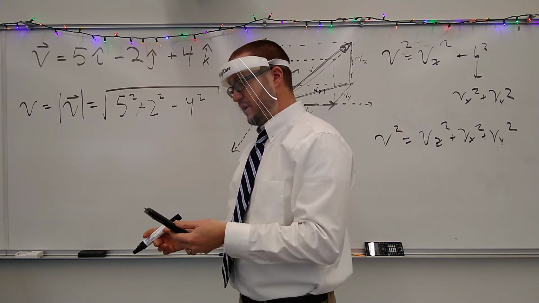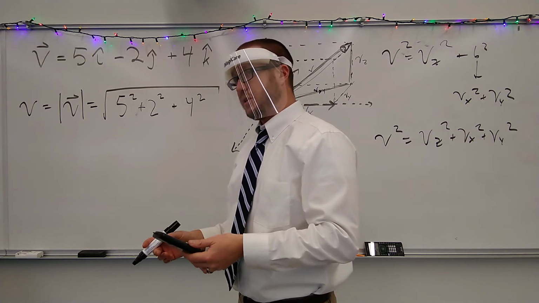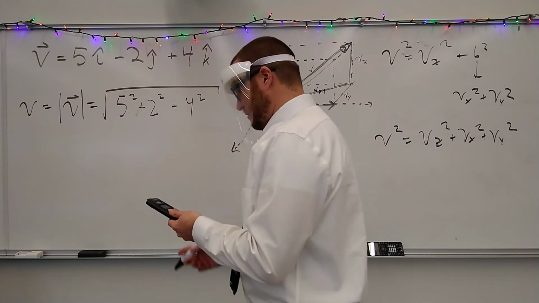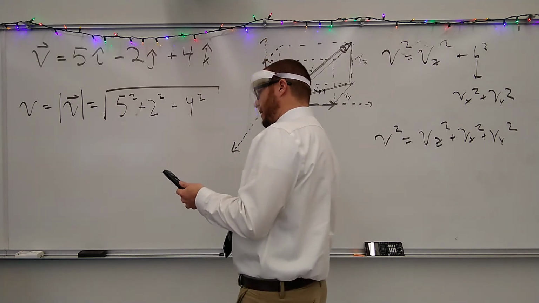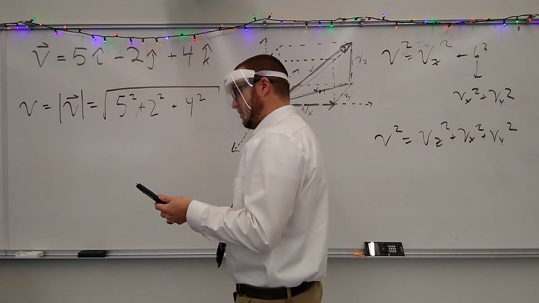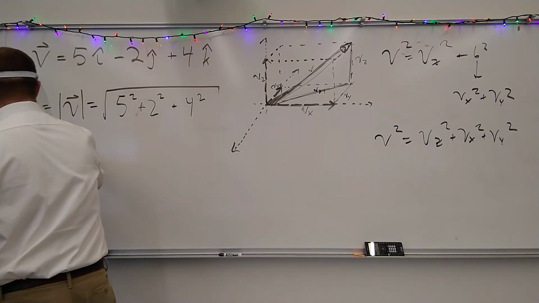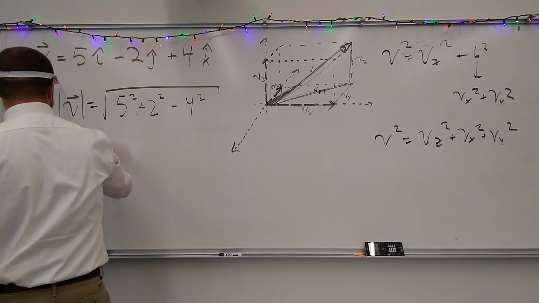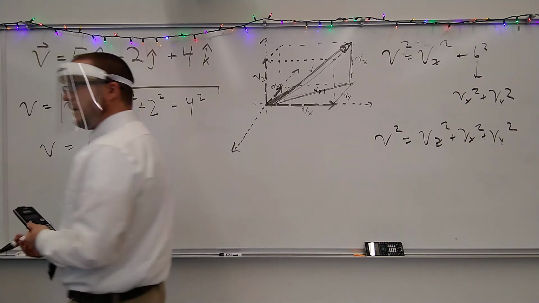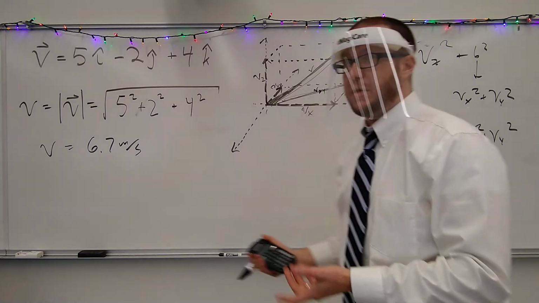I got 6.7. Was that before you took the square root? Probably. 25 plus 16 plus 4, yeah. Yep. So they actually take the square root of it in the end, you get a speed of 6.7 meters per second. Now you could find angles, that'd be a pain though, right?